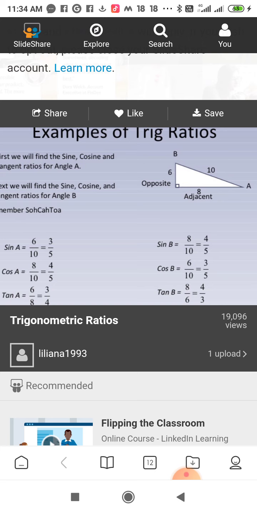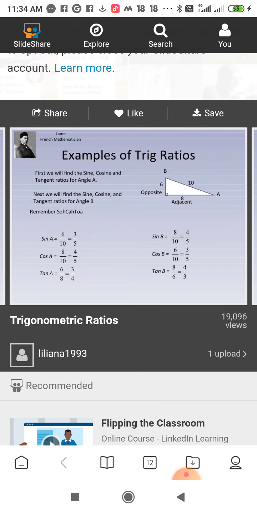This is the right angle triangle. Here if angle A is mentioned, then the opposite side, in front of A, has magnitude 6, the hypotenuse is 10, and the adjacent is 8. There is a very important relation among these three sides: the square of the hypotenuse is equal to the sum of the squares of the opposite side and the adjacent side.